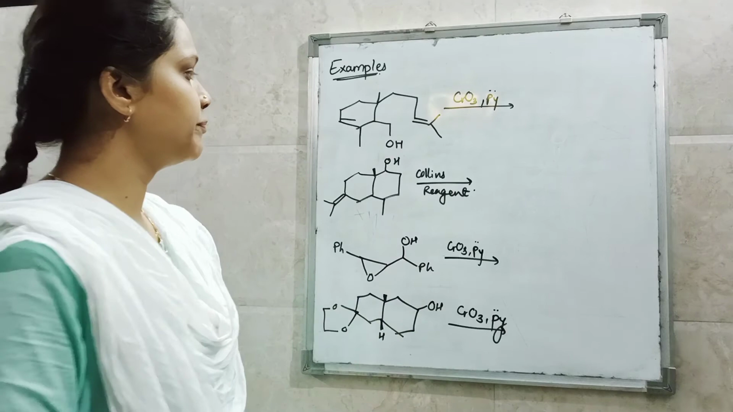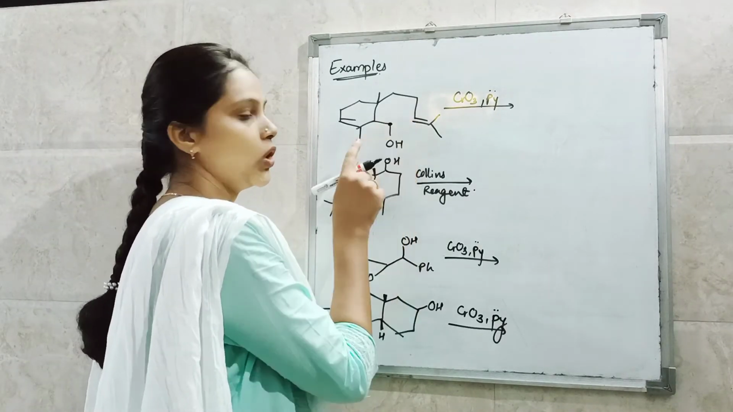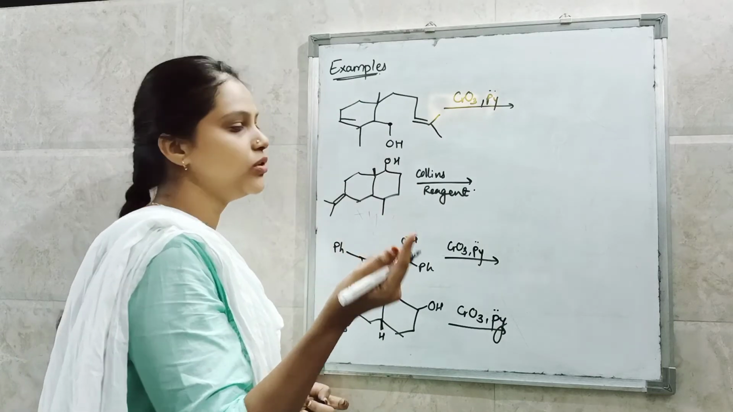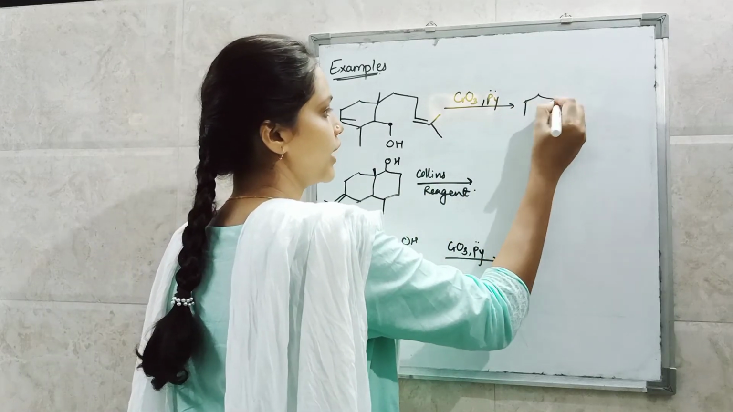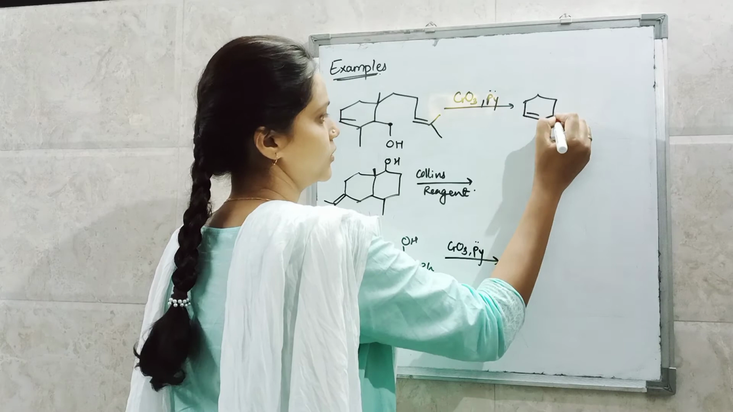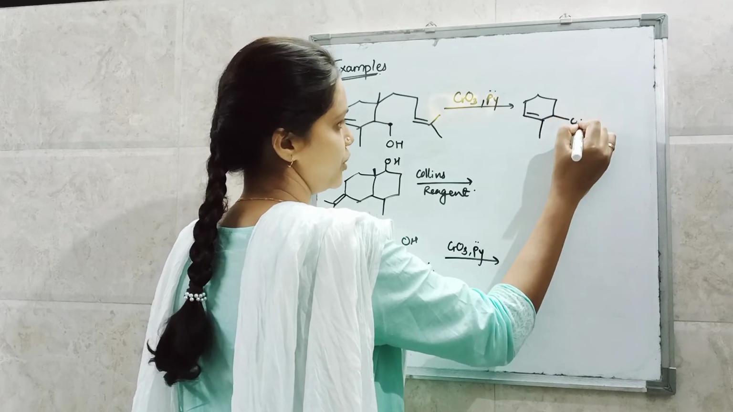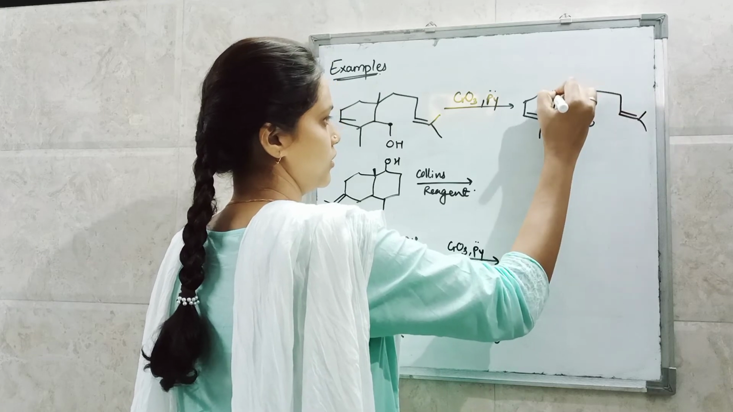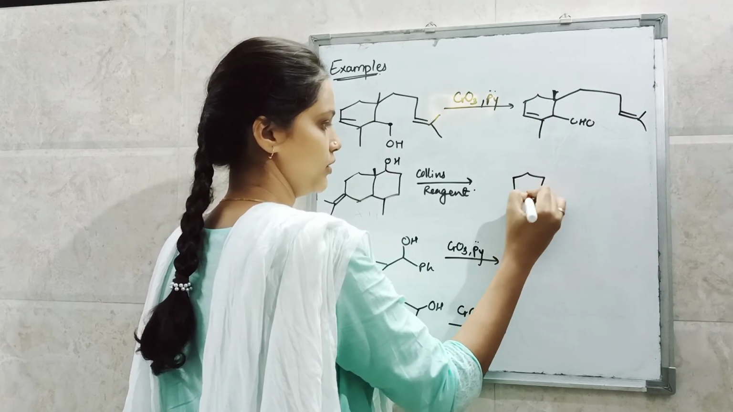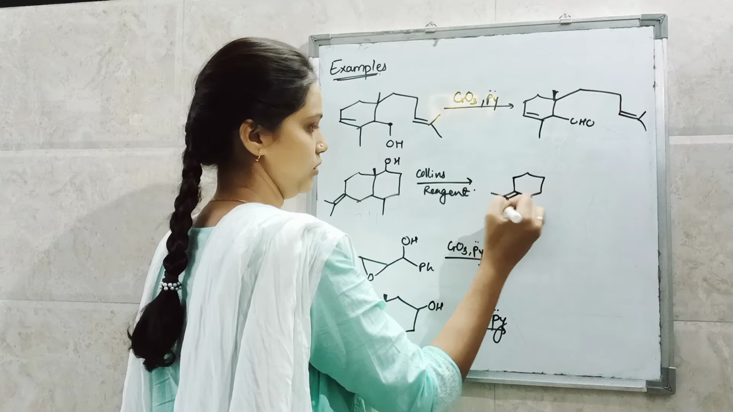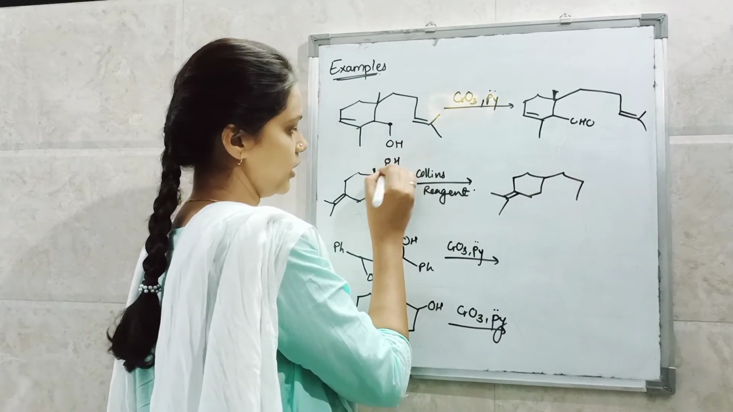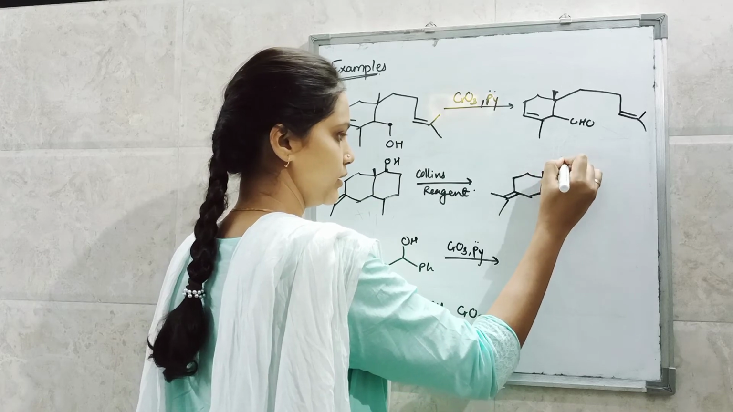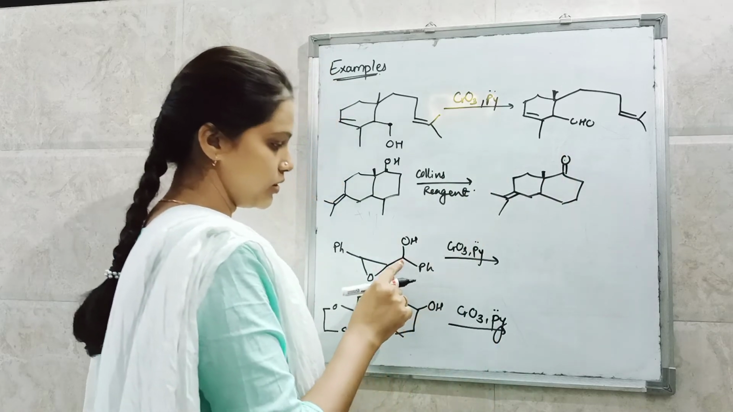Collins reagent. See, this is a primary alcohol. Primary alcohol in the presence of Collins reagent will oxidize to aldehyde, so you will get the product CHO. Then, this is a secondary alcohol, so secondary alcohol will oxidize to ketone, right? This is also a secondary alcohol.